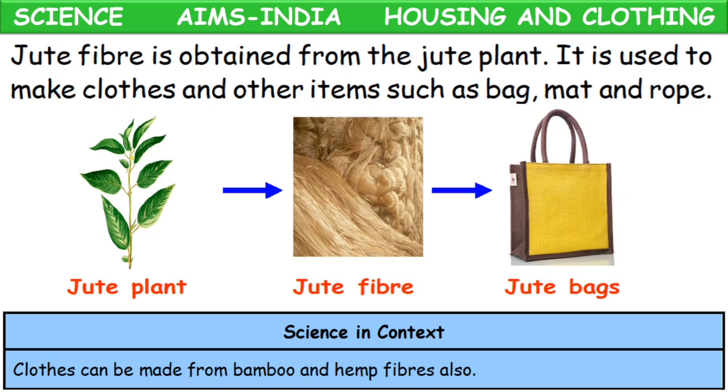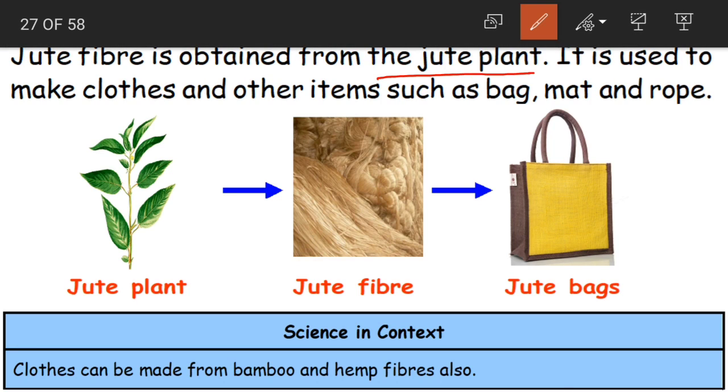Now, jute fiber. Jute fiber is obtained from the jute plant. These days, people prefer jute fiber more. These are jute bags, because we are avoiding plastic. Plastic is very dangerous for the environment.